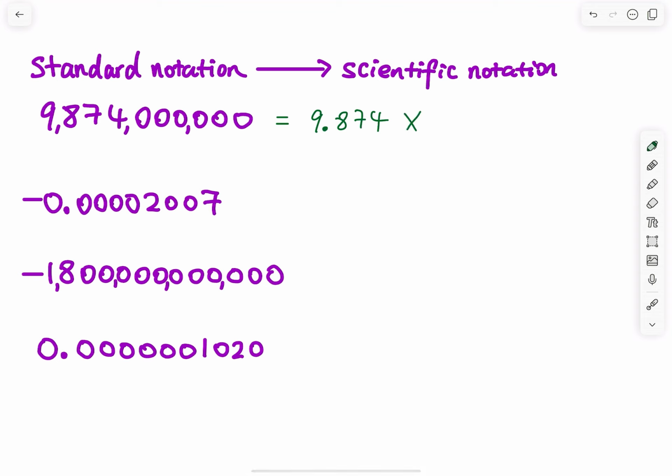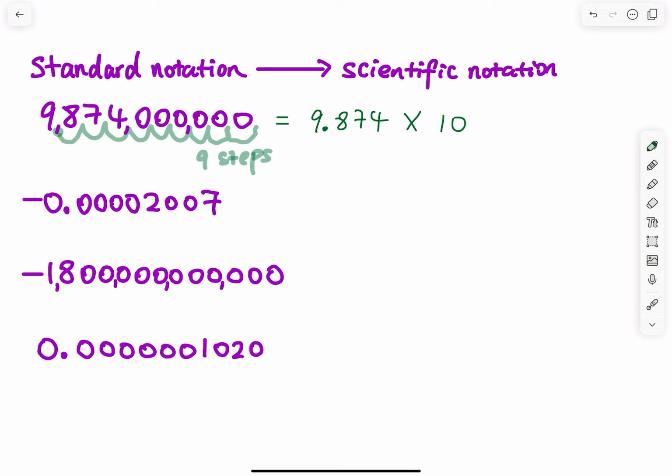And then we multiply by 10 raised to an exponent. So what exponent? Suppose that we have 9.874. The decimal point is right here. Let me use a highlighter instead. Then we go 1, 2, 3, 4, 5, 6, 7, 8, and 9. So we did 9 steps.